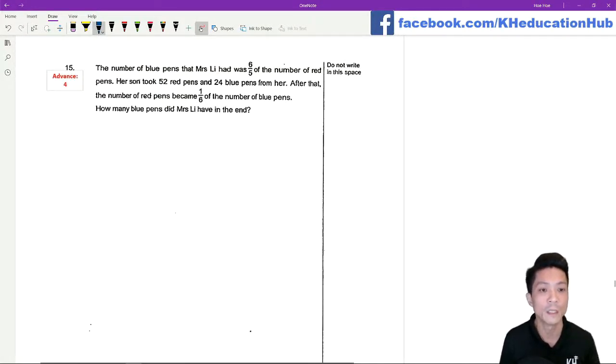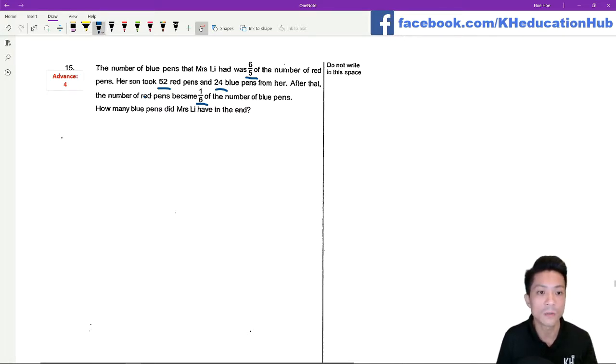Question 15. The number of blue pens that Mrs. Lee had was 6/5 of the number of red pens. Her son took 52 red pens and 24 blue pens from her. After that, the number of red pens became 1/6 of the number of blue pens. How many blue pens did Mrs. Lee have in the end?